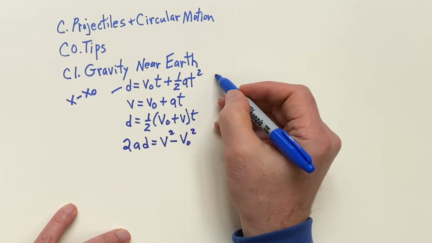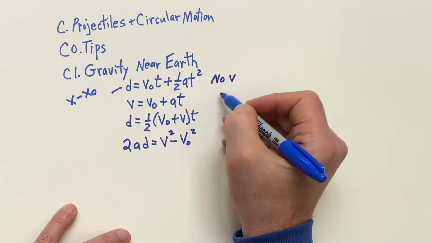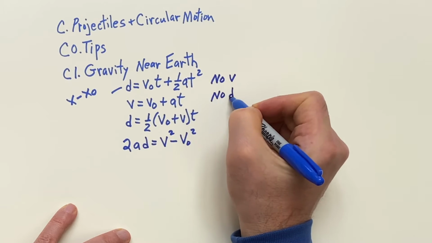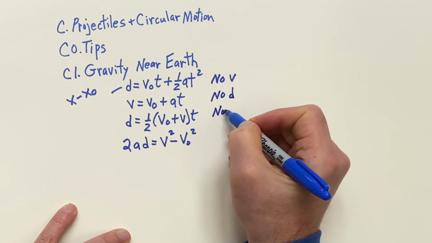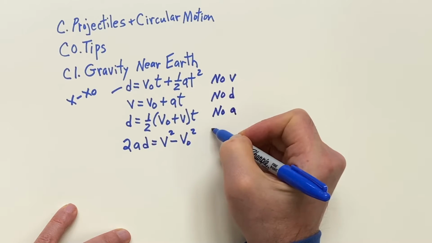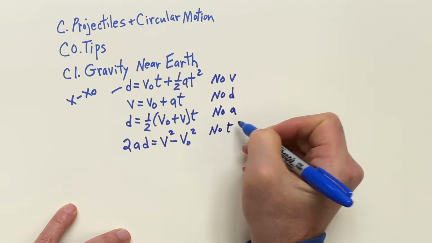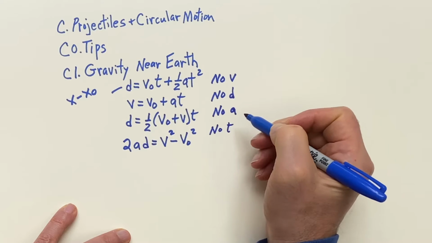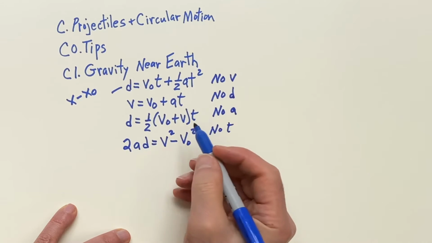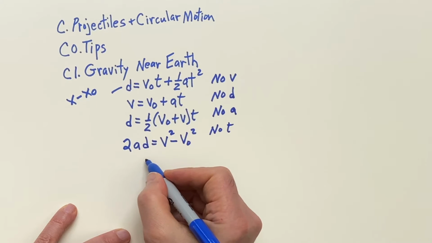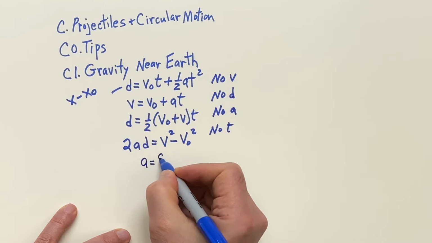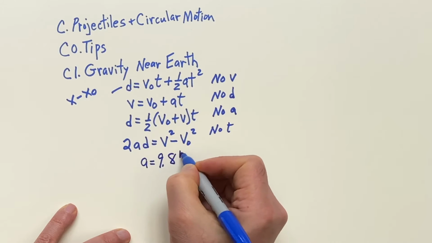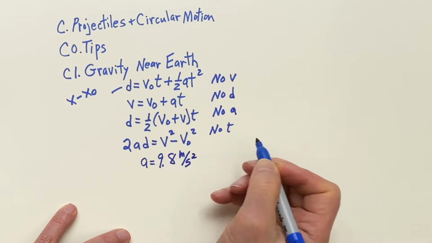This one has no V. This one has no D. This one has no A. And this one has no T. So we're going to apply this where the acceleration is due to gravity, which is 9.8 meters per second squared.